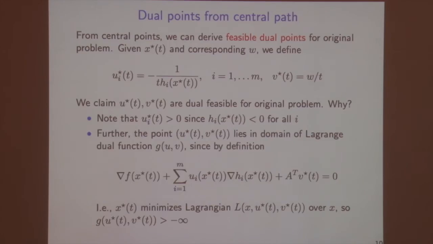Okay, the following is a very useful fact to realize, and now we're going to bring back in duality. It turns out that we can always derive feasible dual points from the central path. These are dual points for the original problem, not for the barrier problem. We can always, from a solution of the central path problem, derive a feasible dual point. What is that going to enable us to do for the original problem? We have a primal feasible point and a dual feasible point that we get right from the central path. What can we do from that?